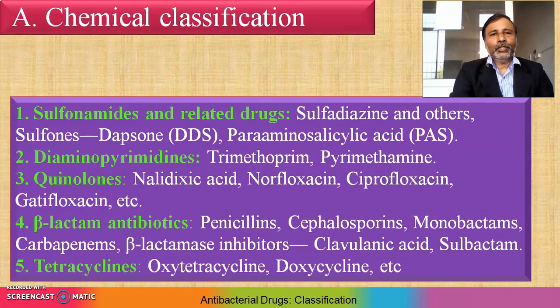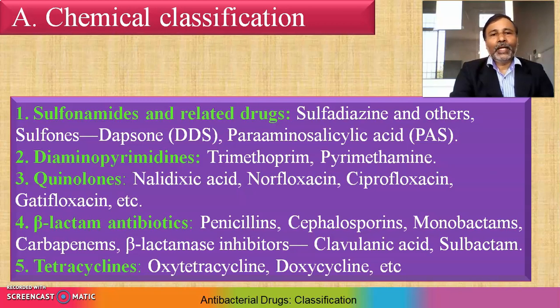First, sulfonamide and related drugs. Examples: sulfadiazine and other sulfones, dapsone, etc. So it means it contains the sulfonamide nucleus. Second category, diaminopyrimidine, trimethoprim for example. The diaminopyrimidine is a heterocycle containing two amino groups as well as the heterocycle, so it is called diaminopyrimidine. Third chemical classification, the quinolones, for example nalidixic acid, norfloxacin, etc.